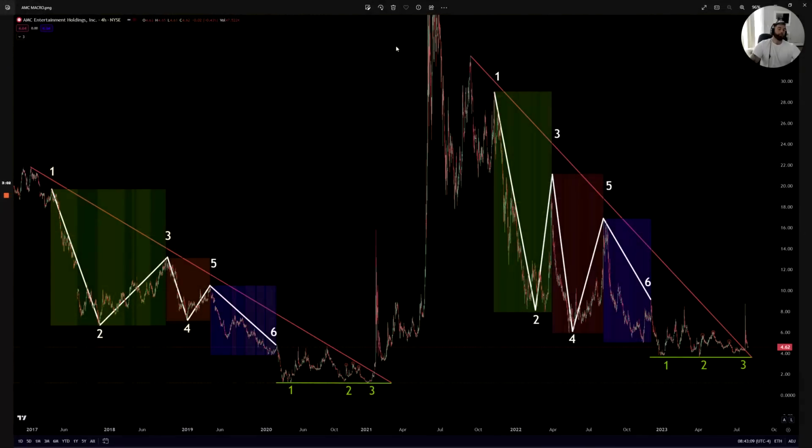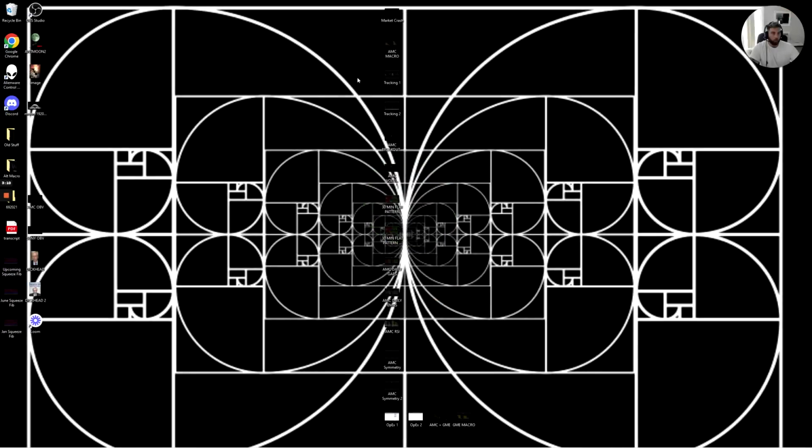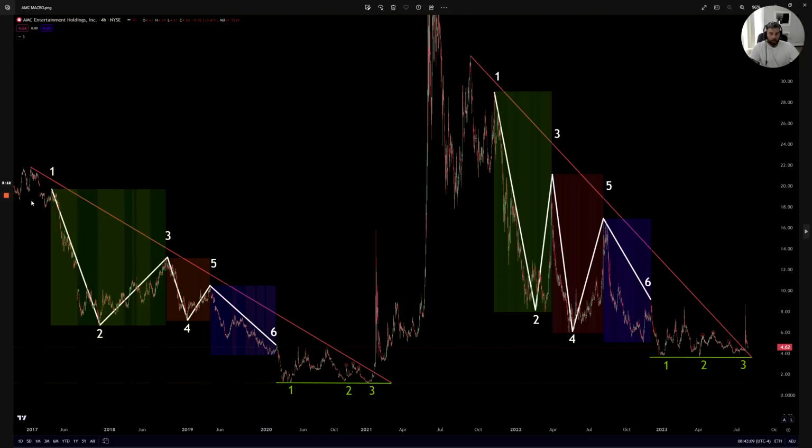Into AMC. AMC's macro, I've covered this a billion times. So we have a downtrend from 2017 until we squeeze January 2021. Right here, downtrend from 2017 until you squeeze January 2021. The equivalent of this would be the downtrend that we have from the June highs. This flag that you broke down from in November, this downtrend that you have, that would be the equivalent.